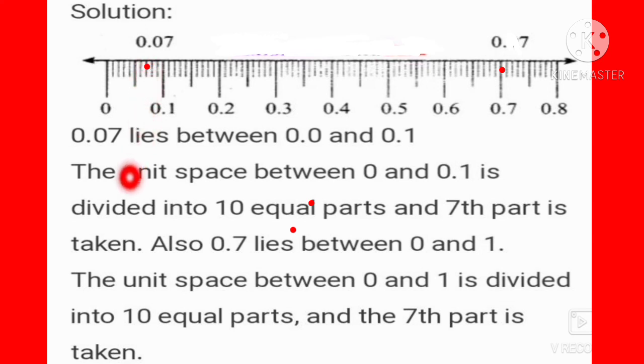Write down: 0.07 lies between 0.0 and 0.1. The unit space between 0 and 0.1 is divided into 10 equal parts and the 7th part is taken. Also 0.7 lies between 0 and 1. The unit space between 0 and 1 is divided into 10 equal parts and the 7th part is taken.